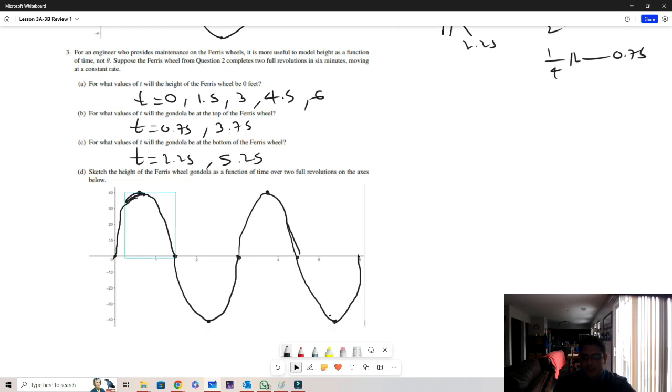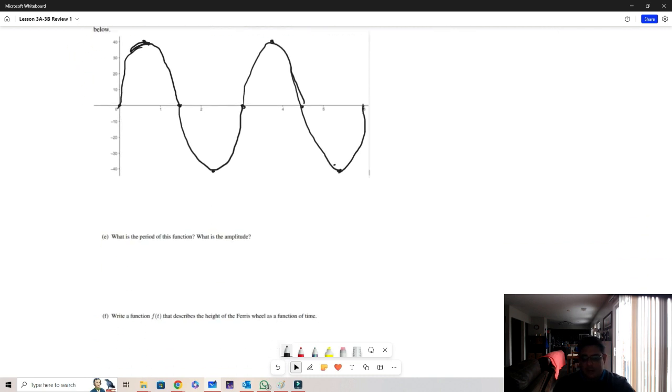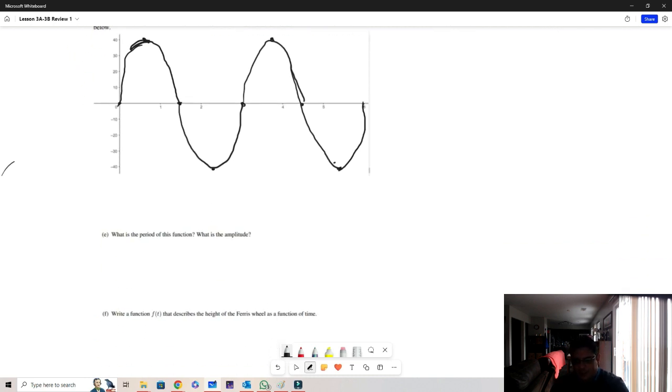Now notice that the period of this is the difference between 2 maximums or 2 minimums. So if you take the difference between these 2 maximums or these 2 minimums, you're going to find out that the period is, of course, 3. As it makes sense, a full turn is 3. The amplitude is given by the radius of the Ferris wheel, which is 40.